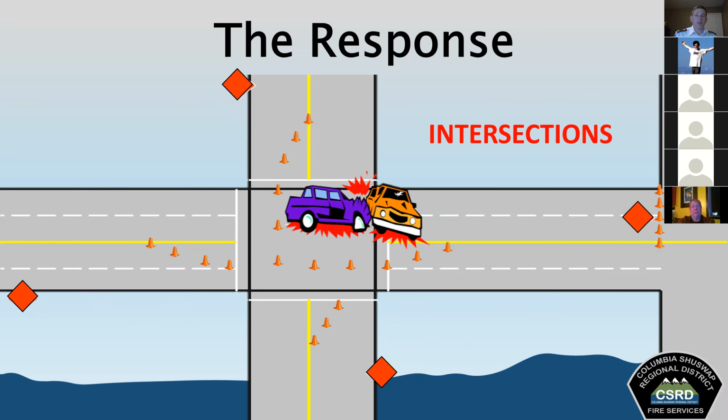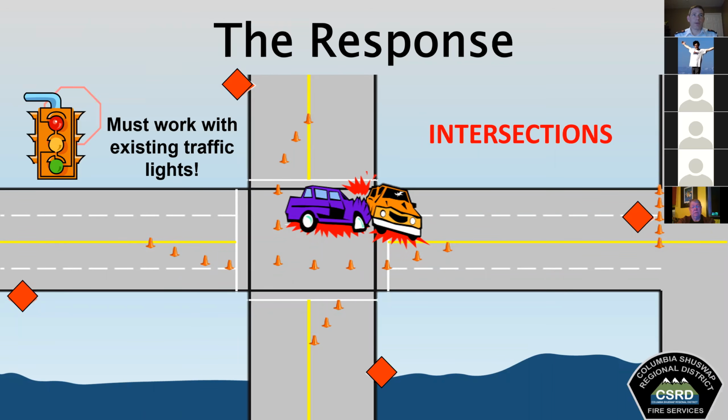Remember, the department personnel must follow the traffic signal patterns when working in or near intersections, right? Only one person must be in charge of the traffic control, right? And intersections require special considerations. All right, so we need to work with the existing traffic lights, right?